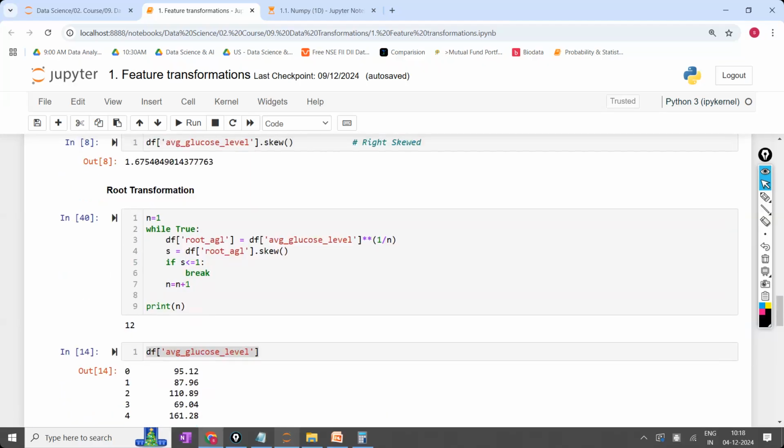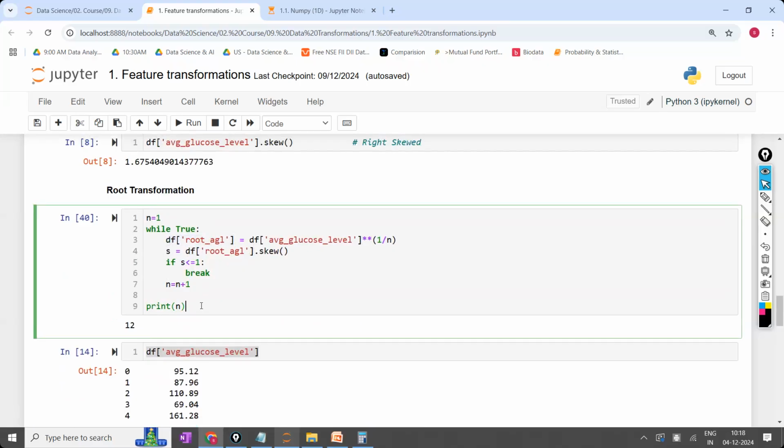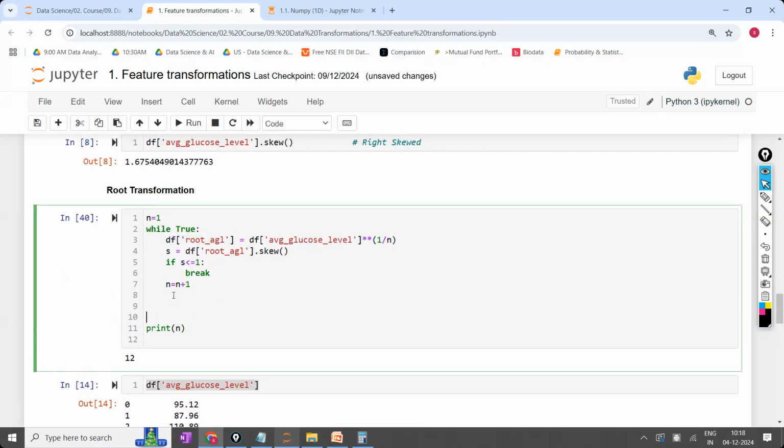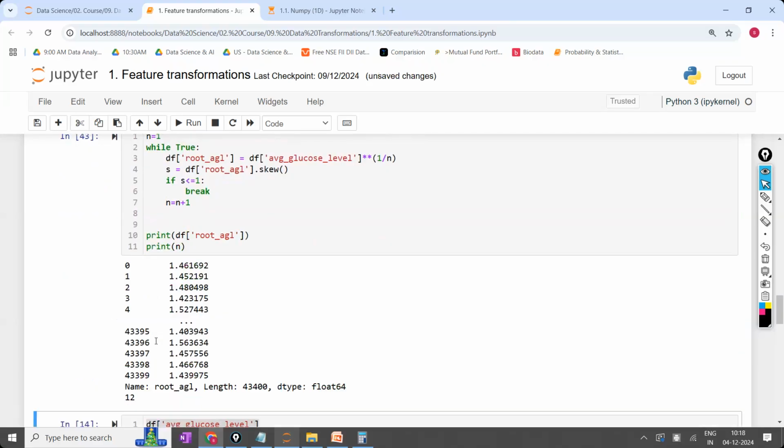Now, for example, in this loop, here I'm printing the n. Along with that, I'm also printing this one. Let us print both of them, this one and this one. First, let me print this one along with this one. Now, can you see? First the transformed data you got, followed by 12 also you got here.